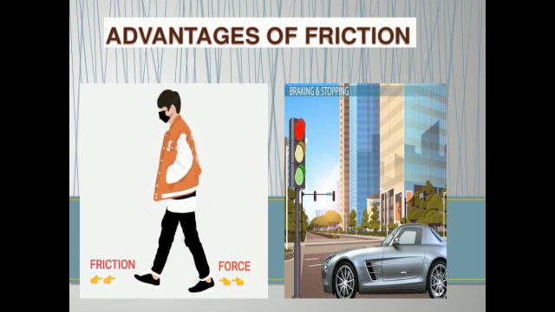So brakes on a car work because of friction. When the brakes are applied, the shoe of the brakes rubs against the wheels, and the friction between them reduces the speed. Have you got it?